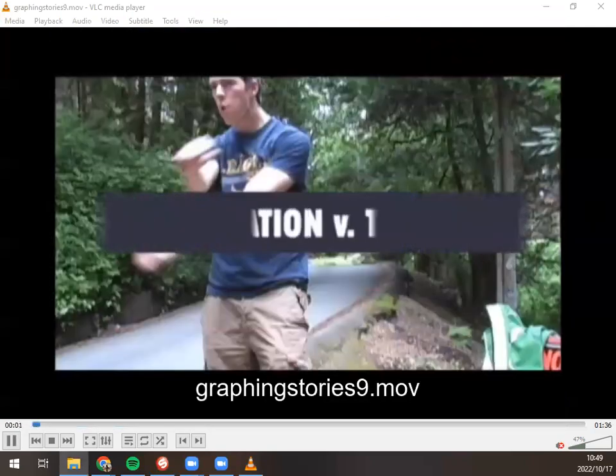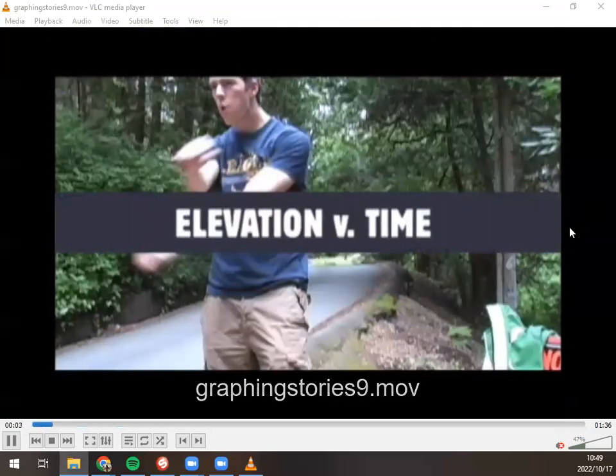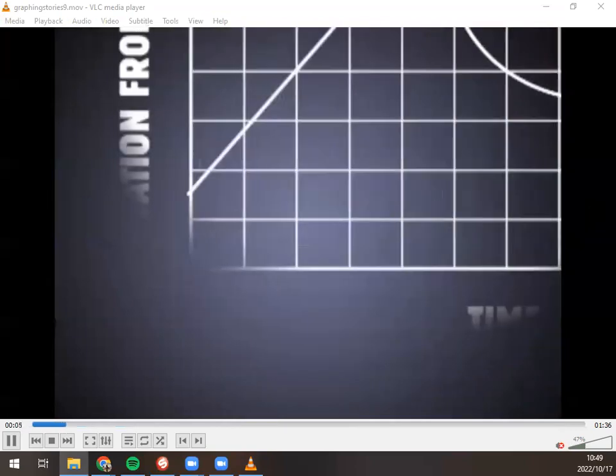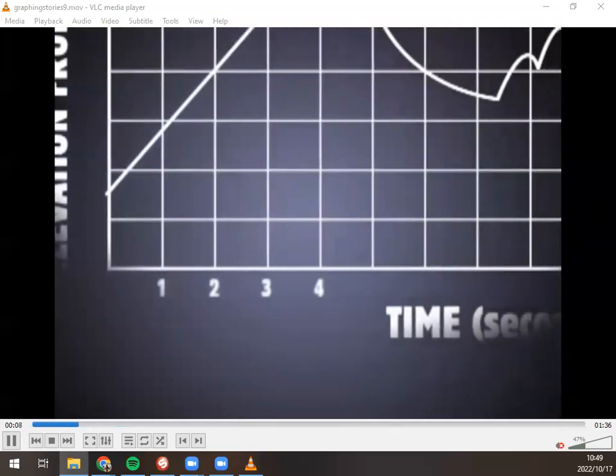Let's look at 9. Elevation versus time. I think it's the same run that he's doing, but now we're looking at something different.